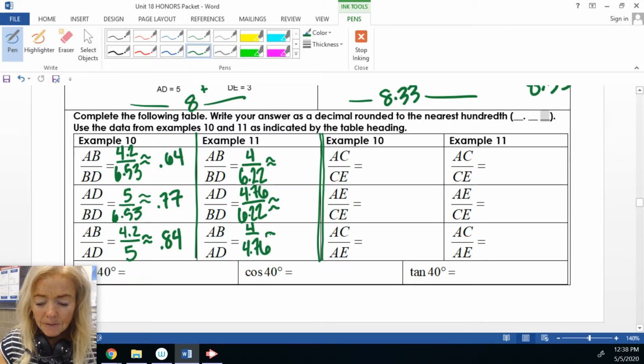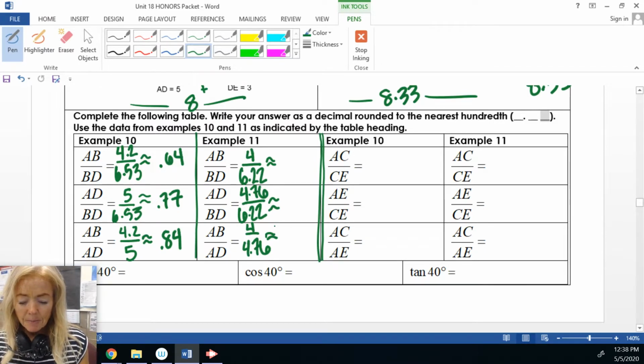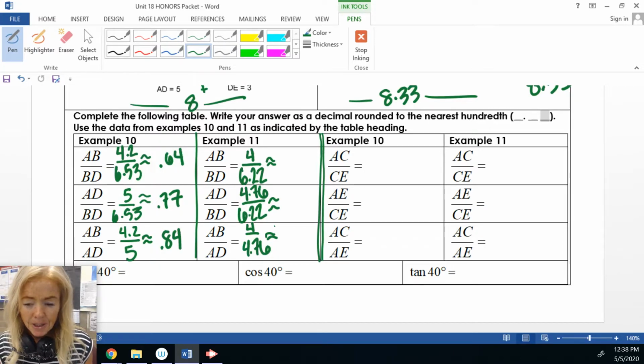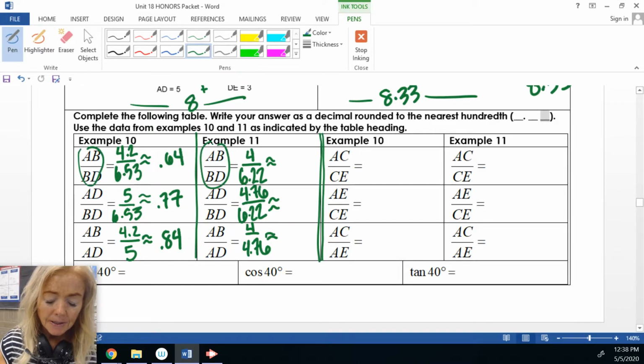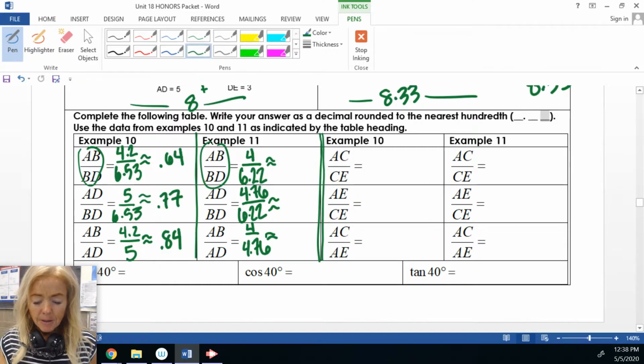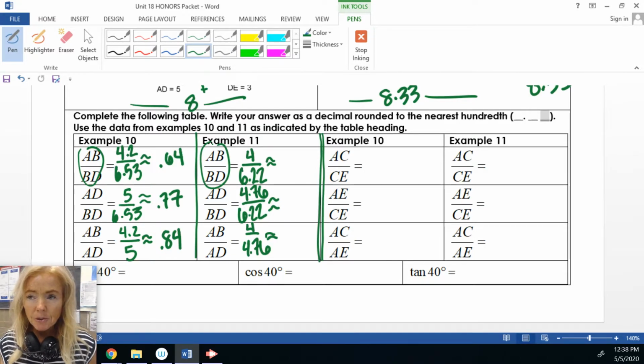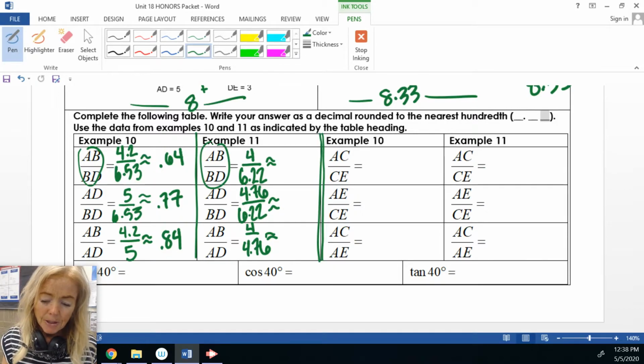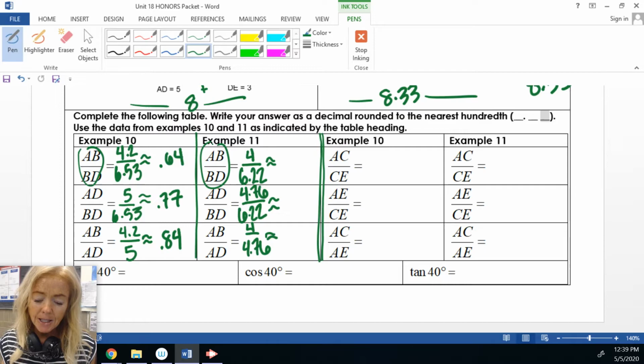Now, notice that AB over BD is the same sides that we're looking at for their ratios. So we're looking at AB over BD in both example 11 and 10, and so on. AD divided by BD, we're finding that ratio. It's the same sides that we're comparing in both of the two similar triangles, which have different measurements. And then AB over AD, again, are the same sides, but we're comparing the ratio of two sides for two different sized triangles, even though the angles are the same.